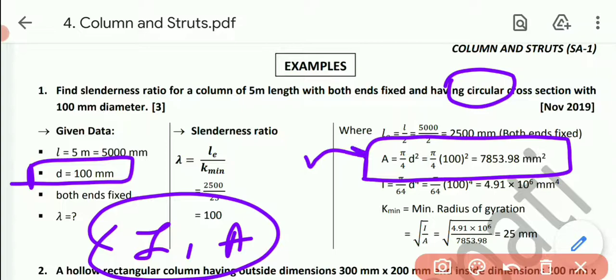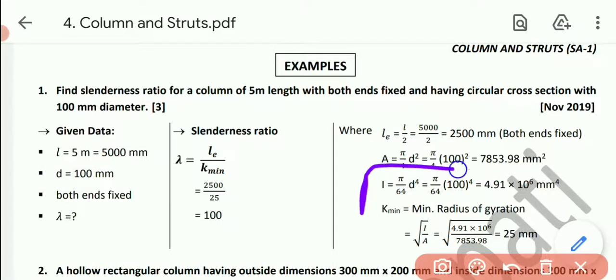Formula stands for pi by 4 d square, that is pi by 4 into 100 square. So I will get the answer 7853.98 mm square. Then moment of inertia, pi by 64 d raised to 4. So pi by 64 into 100 raised to 4. So answer will be 4.91 into 10 raised to 6 mm raised to 4.